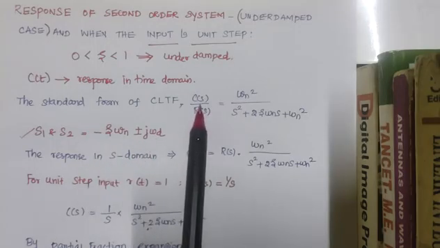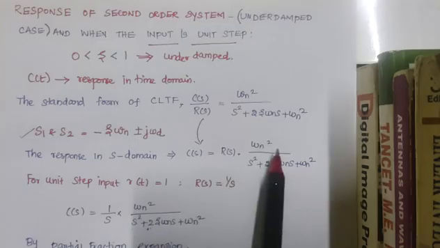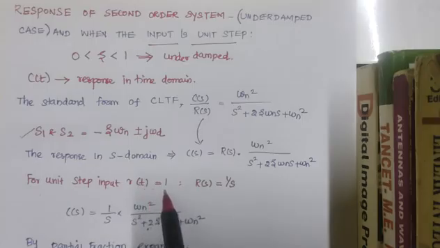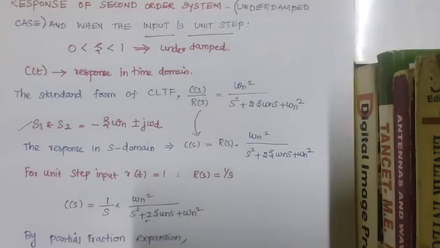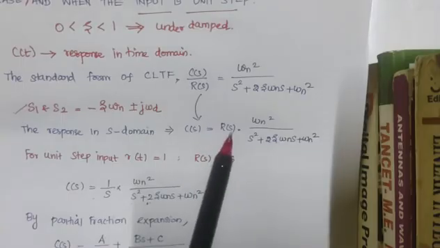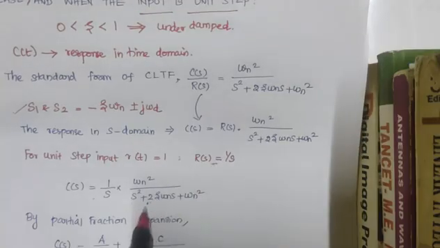Now from this I am going to write the response in the s domain, which is nothing but R of s into omega n square divided by s square plus 2 psi omega n s plus omega n square. You know that you are going to give the input as unit step, R of t equal to 1, so R of s equal to 1 by s. Now this C of s can be written as 1 by s. Why is it 1 by s? This R of s is nothing but 1 by s, I have written here, and omega n square divided by s square plus 2 psi omega n s plus omega n square.